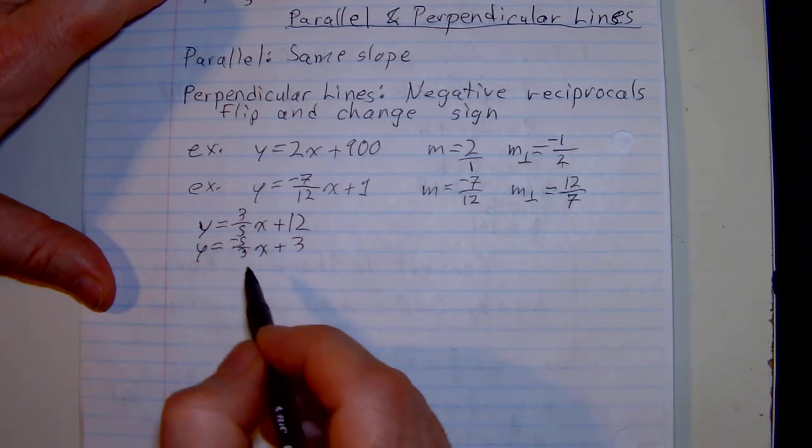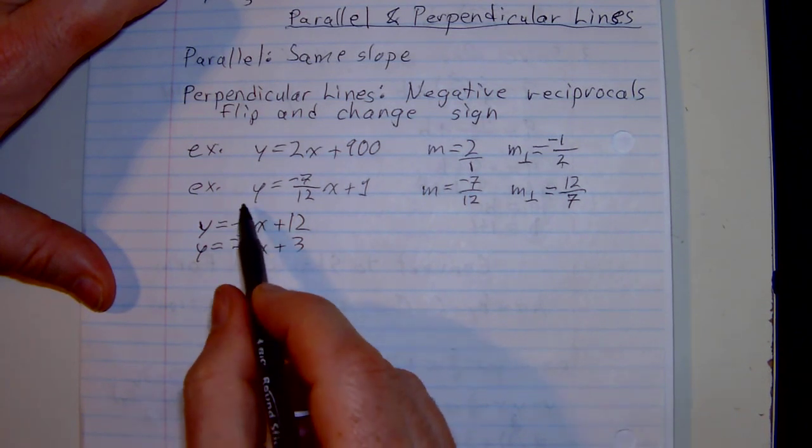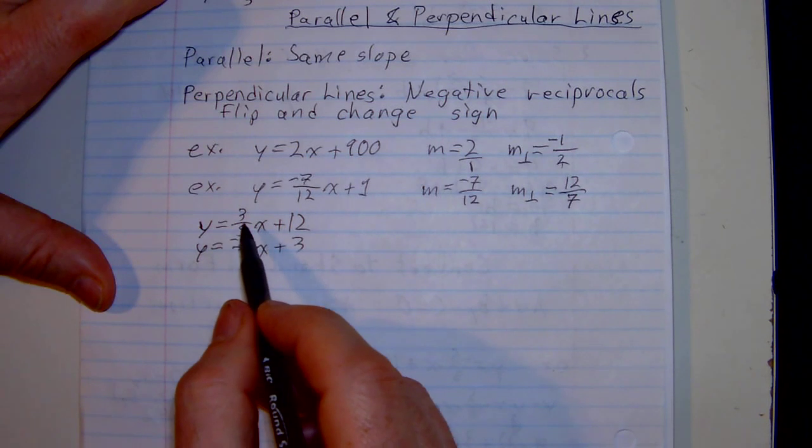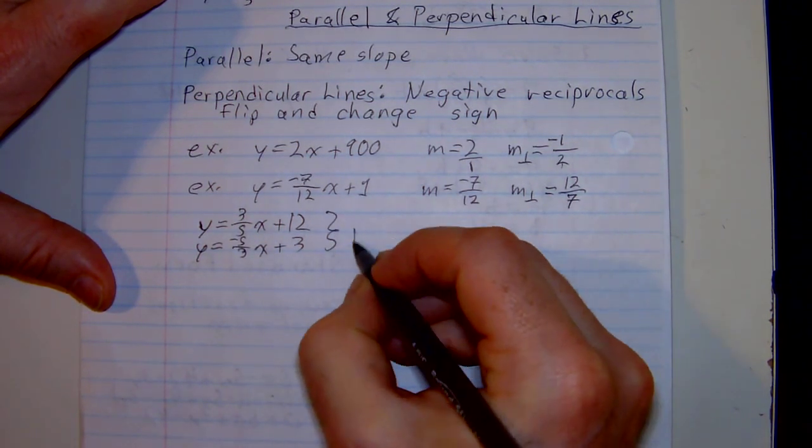So in this case, I look at the two slopes, 3/5, negative 5/3. If I flip 3/5, I get 5/3. And if I change the sign, I get negative 5/3. So these two lines are perpendicular.